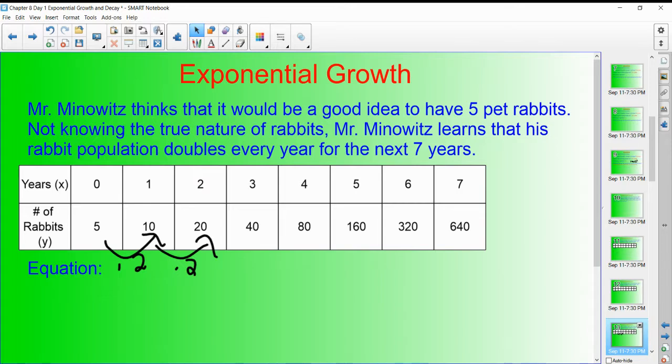And that's a whole lot of rabbits. But that's what exponential growth tells me. If I start out with a small amount and it doubles over and over and over again, I sooner or later get to a really big number.